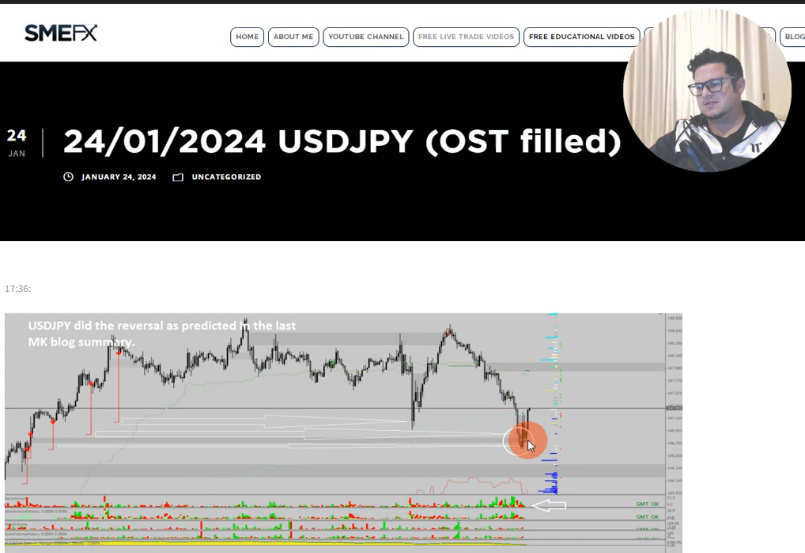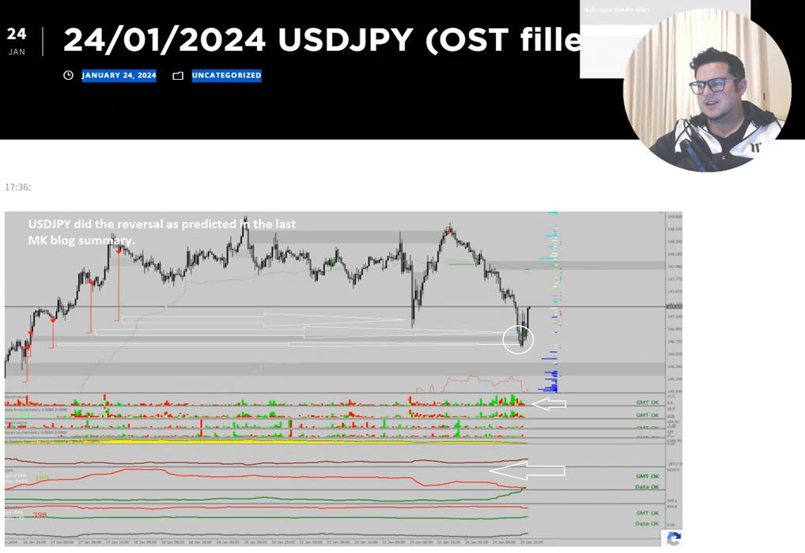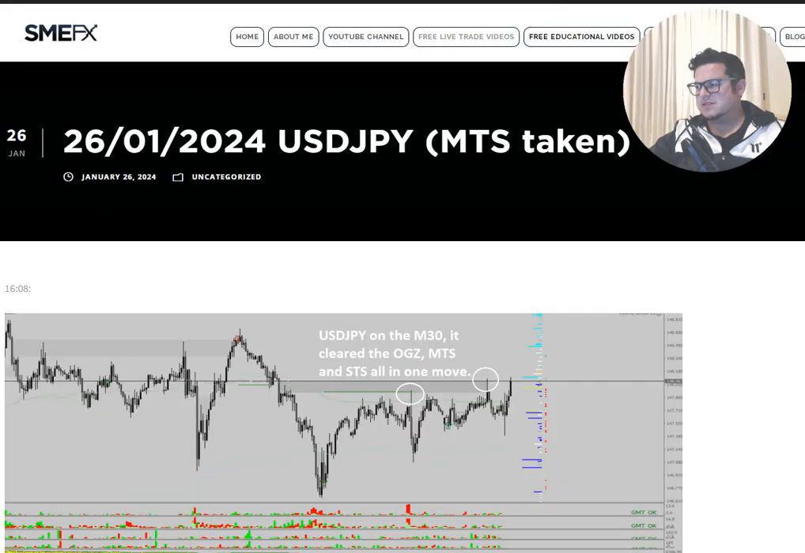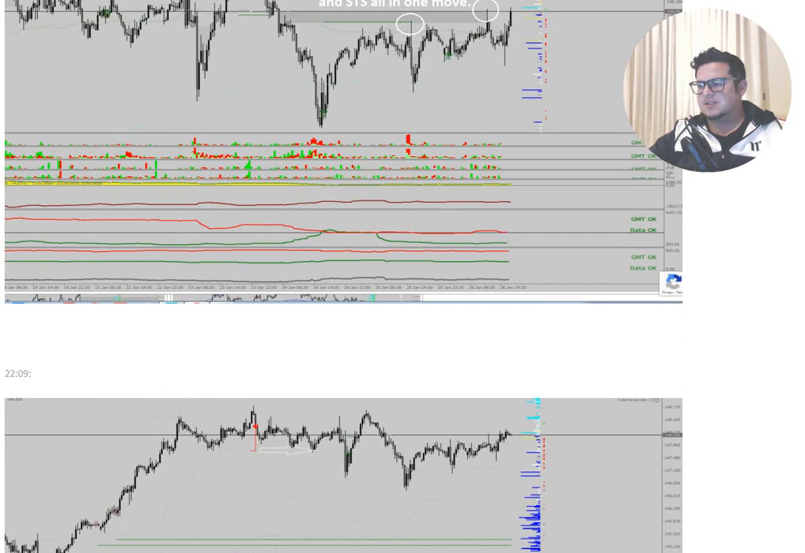You had the MTS on the way and the new option strike targets and order gap zones on the way as well to trade this overall for our reversal in the yen pairs, which I had clearly predicted, okay? Show me another trader who does that. So that was nice stuff.